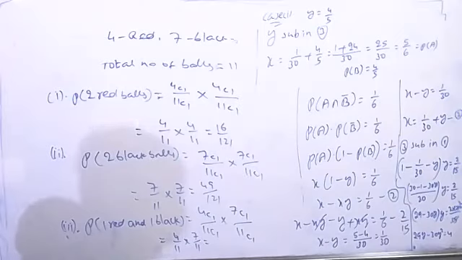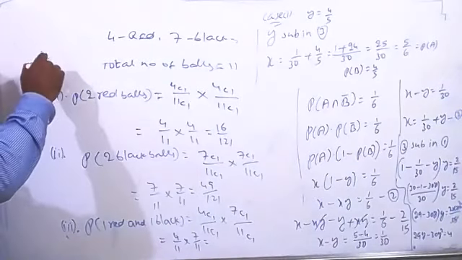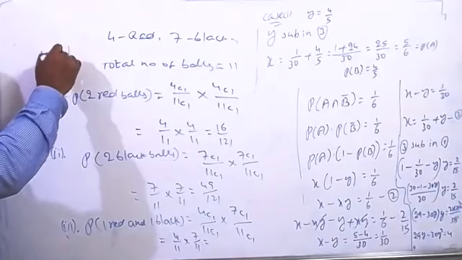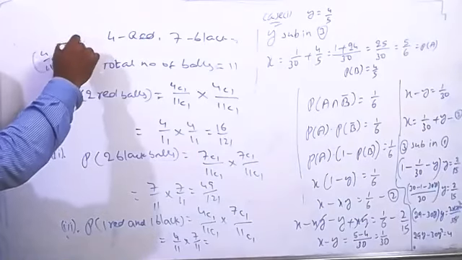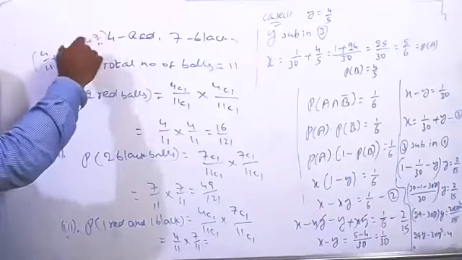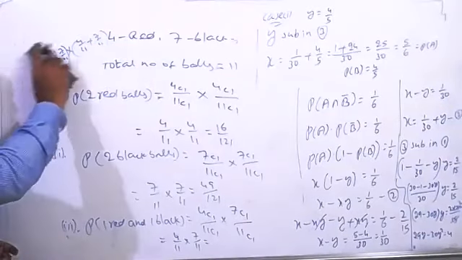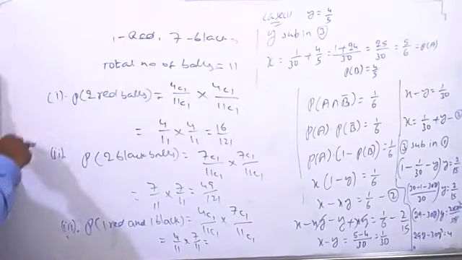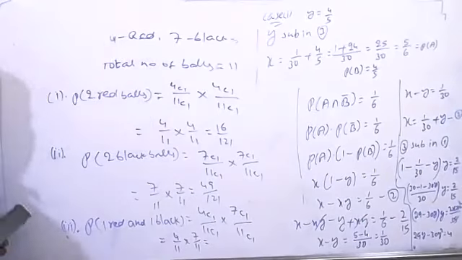Okay. Or the same thing we can take here. It is one red and one black. Or also you can take here, meaning we add, plus: 4 by 11 plus 7 by 11 into the same thing. But we will get the same answer. Don't take it. Okay. Multiply. Get the answer.